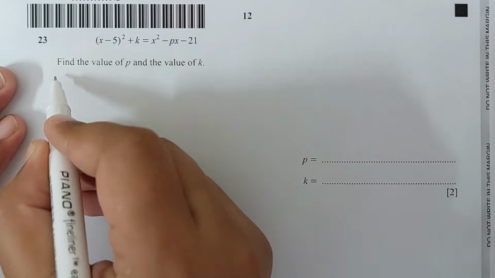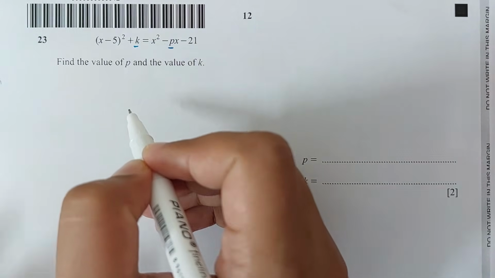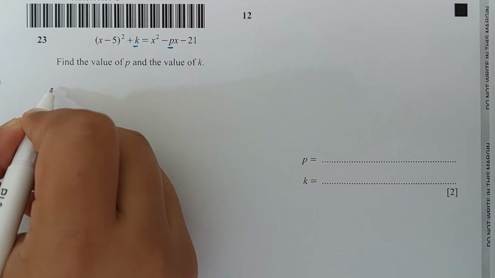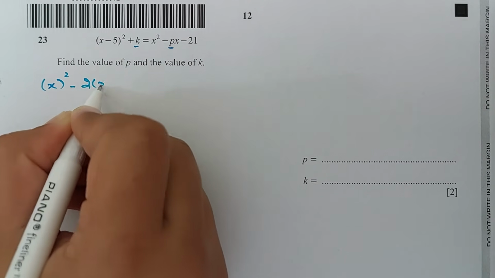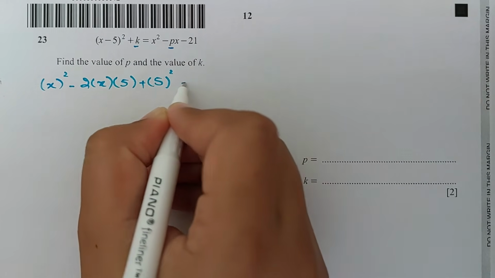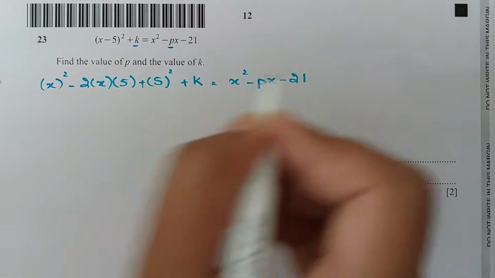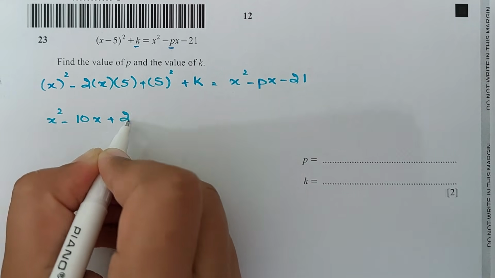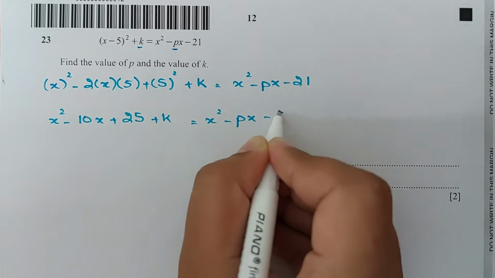Question number 23. Find the value of p and the value of k. Okay, this is p and this is k. Let me simplify this term first. So x minus 5 whole square. It is x, first term square, minus 2 into first term into second term, plus second term square, plus k. This is equal to x square minus px minus 21. This is x square minus 2 times 5 is 10x plus 5 square is 25, plus k equals x square minus px minus 21.